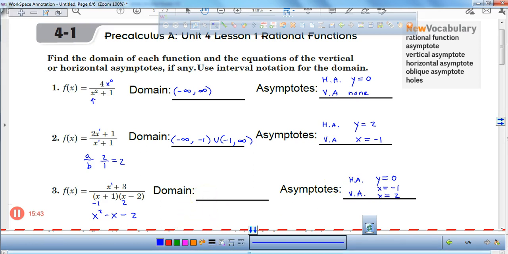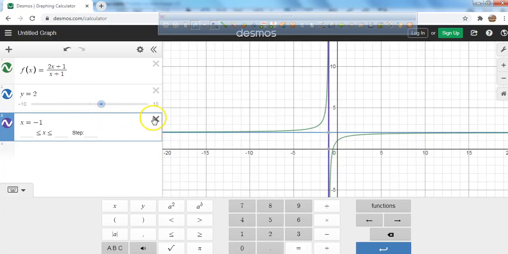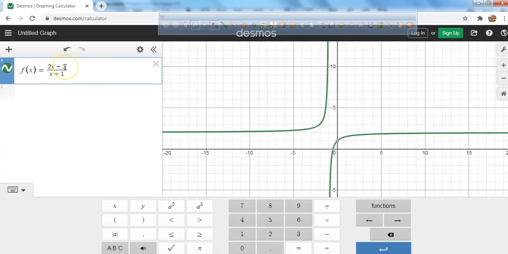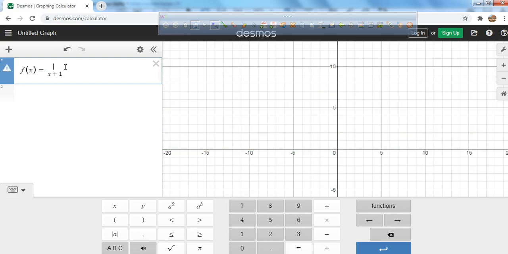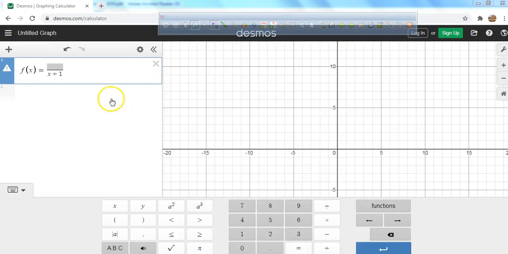Okay, so let's take a look at it. Ready? So let's clear that out. Look at our problem, x plus 3.